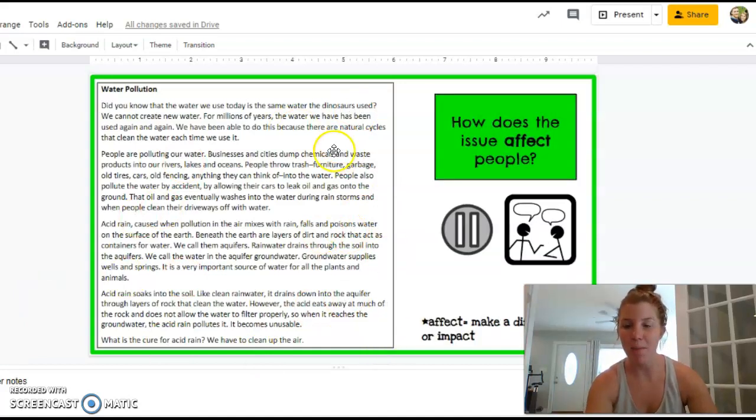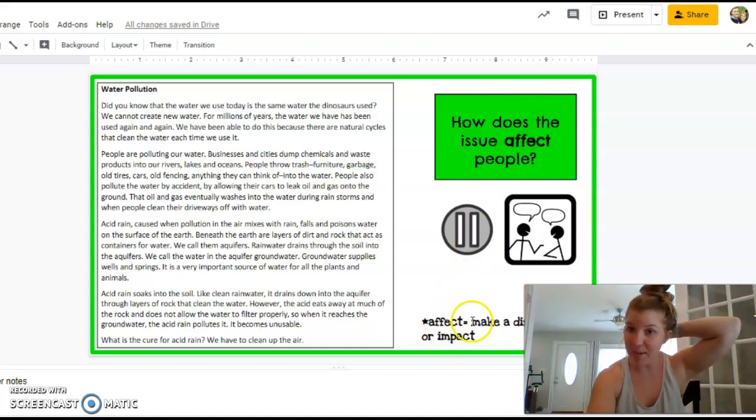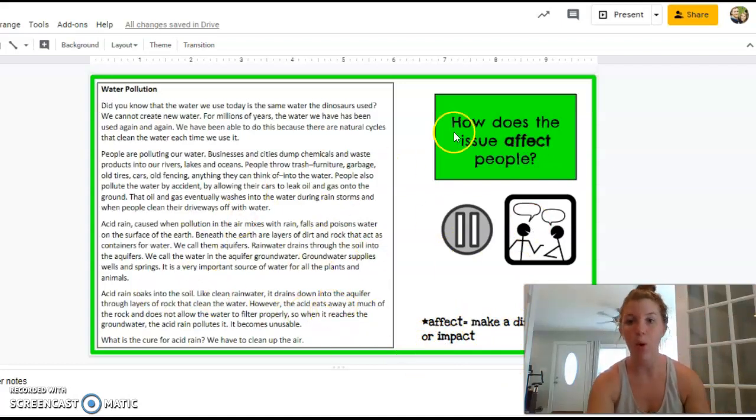All right, welcome back. We've got one more question. How does the issue affect people? Remember, the word affect means to make a difference or impact. How is this changing the lives of people? So, how does this issue affect people? I need to know how your problem you chose is affecting others.